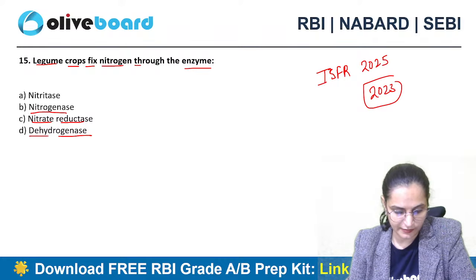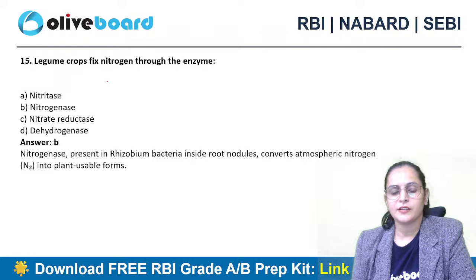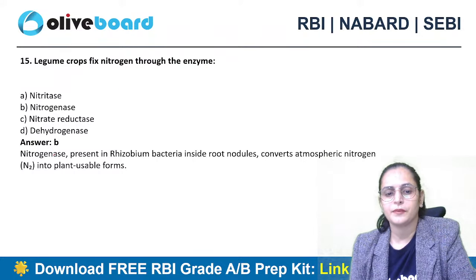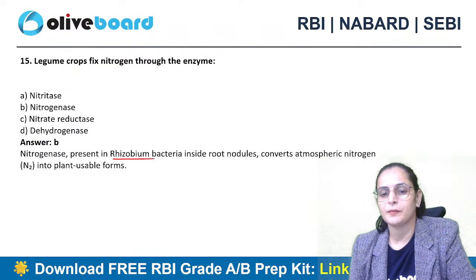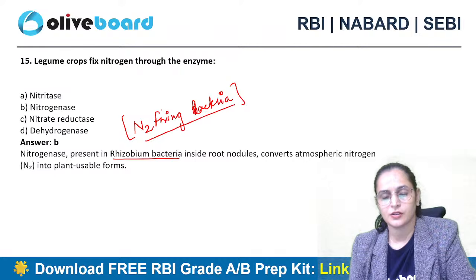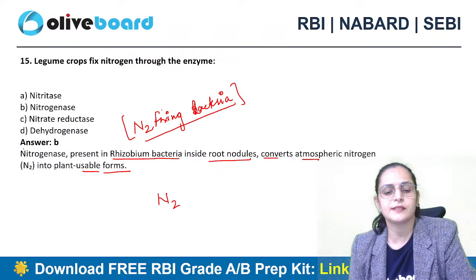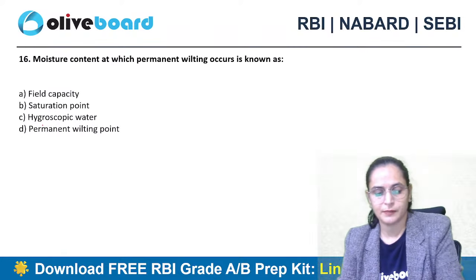Yeah, B is the right answer. Why are you answering with a question mark? Be confident with the answer that you are marking, right? So nitrogenase is present in rhizobium bacteria. This is an N2 fixing bacteria, and it shows a symbiotic association with the leguminous crops, and that's how it helps in nitrogen fixation. By forming the root nodules, it converts the atmospheric nitrogen into a plant usable form. This enzyme is the nitrogenase enzyme. Right? Nitrogenase is the right answer. B is the right answer.